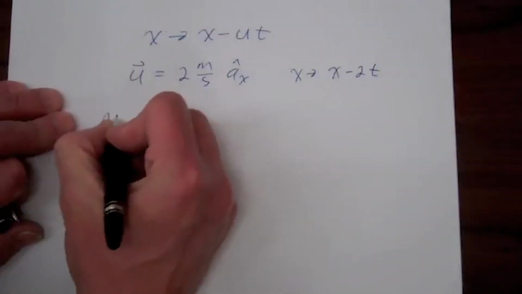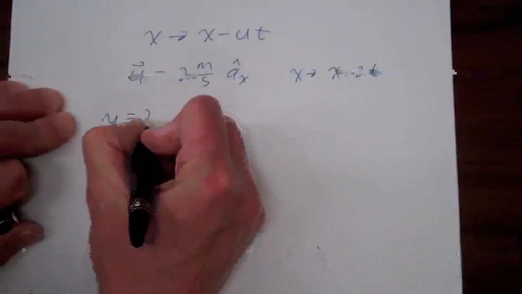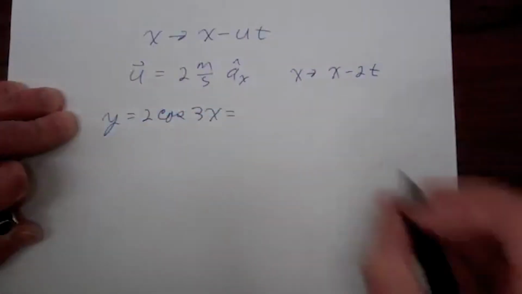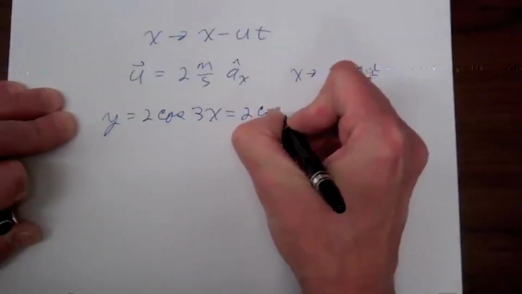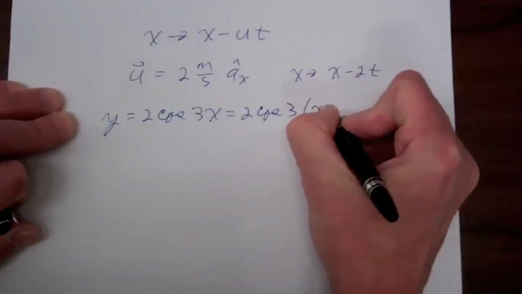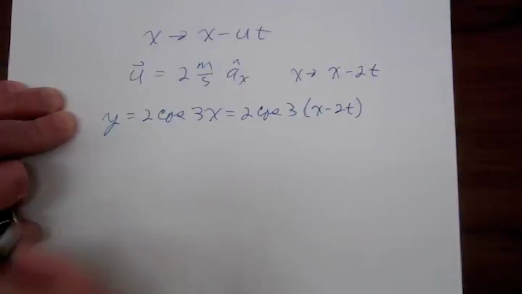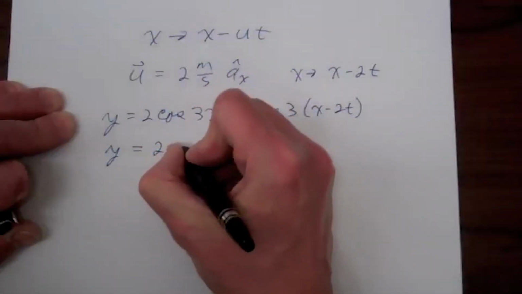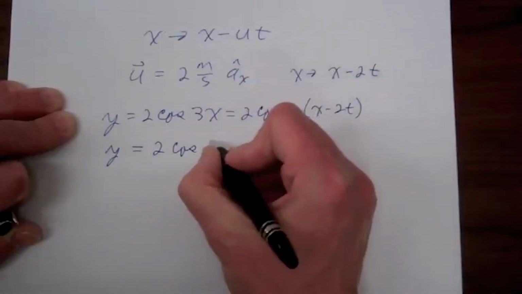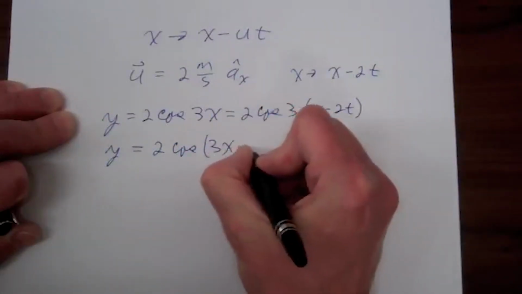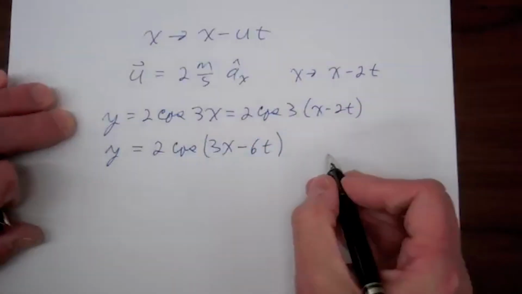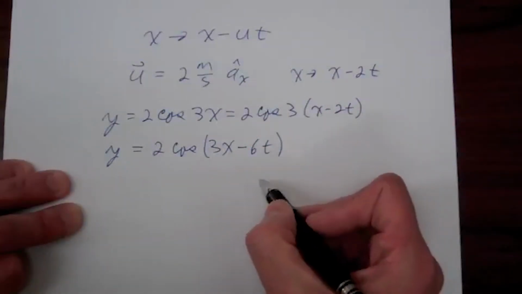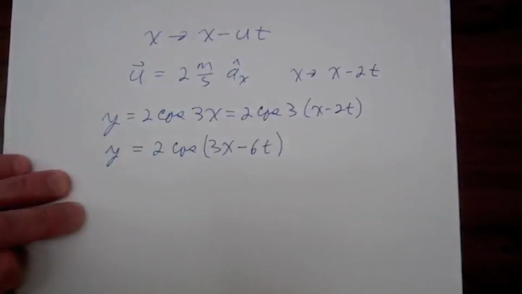Our original function was y is equal to 2 cosine of 3x. So for the x, we're going to put in x minus 2t. And so y is equal to 2 cosine of 3x minus 6t is going to represent a wave propagating in the plus x direction with a velocity of 2 meters per second.